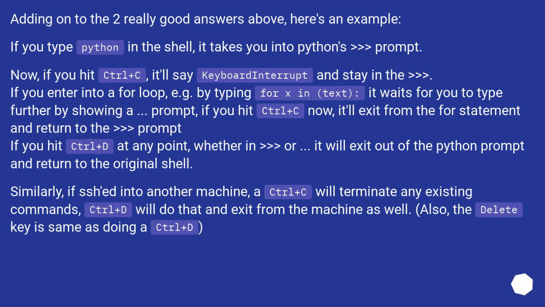If you hit Control+D at any point, whether in the prompt or the for loop, it will exit out of the Python prompt and return to the original shell. Similarly, if you've ssh'd to another machine, a Control+C will terminate any existing commands. Control+D will do that and exit from the machine as well. Also, the delete key is the same as doing a Control+D.